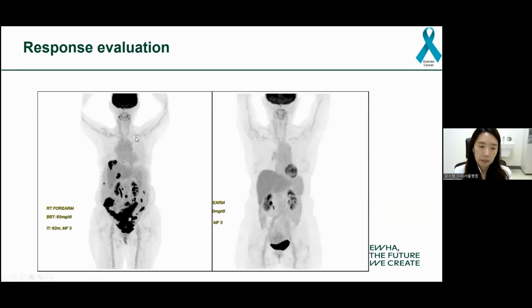The other case shows response evaluation using FDG PET/CT. This patient also has stage 4 ovarian cancer. After surgery and chemotherapy, FDG PET/CT was performed, and there are no abnormal hypermetabolic lesions suggesting residual tumor. So also complete metabolic response after therapy.